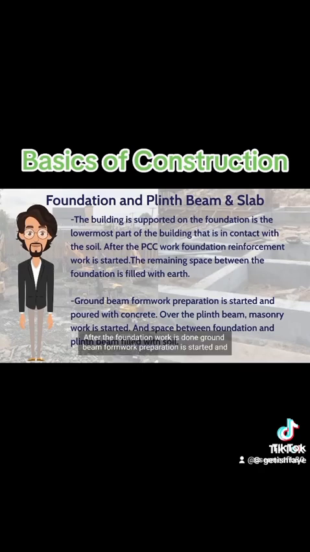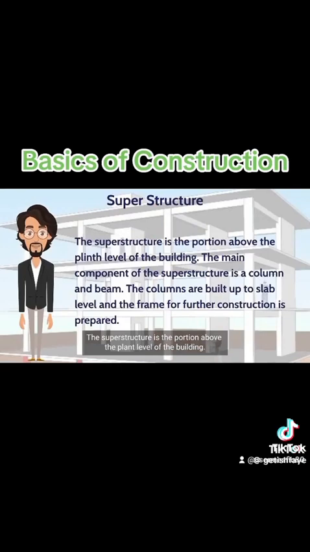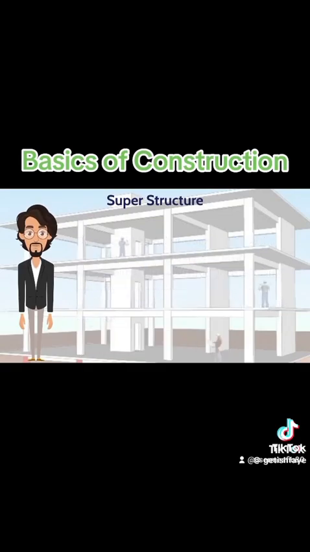After the foundation work is done, ground beam formwork preparation is started and poured with concrete. Over the plinth beam, masonry work is started, and the space between foundation and plinth beam is filled with soil. The superstructure is the portion above the plinth level of the building. The main components of the superstructure are columns and beams. The columns are built up to slab level, and the frame for further construction is prepared.